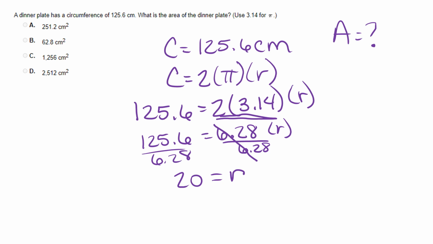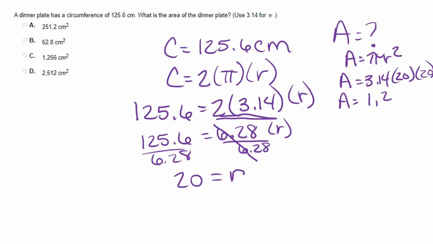So I'm going to go up here to the area. The area formula is pi r squared. So we know that pi is 3.14, and the radius we just found was 20. And instead of writing squared, I'm just going to write 20 times 20. And so I'm going to multiply that out. 3.14 times 20 times 20 is 1,256. And we were dealing with centimeters, so this will be centimeters squared for area.